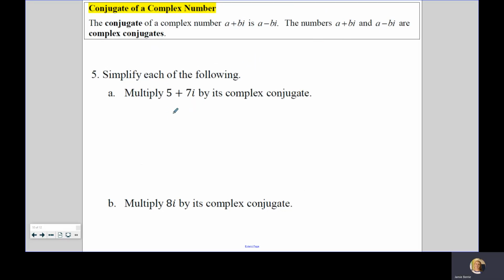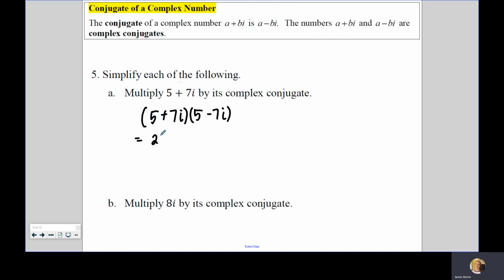All right, so let's see what happens when you multiply a number by its complex conjugate. Number 5 says simplify each of the following. Multiply 5 plus 7i by its complex conjugate. So we're going to take 5 plus 7i and multiply it by its complex conjugate, which just means change the sign in the middle. So instead of plus, it's going to be minus 7i. Now let's FOIL this out.